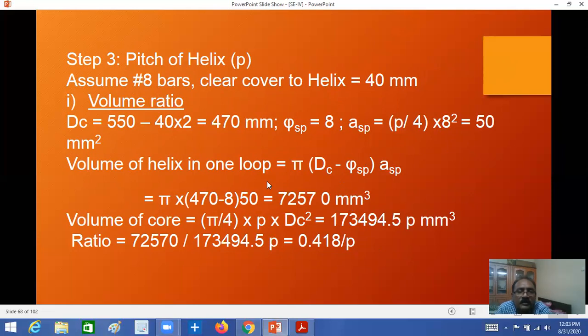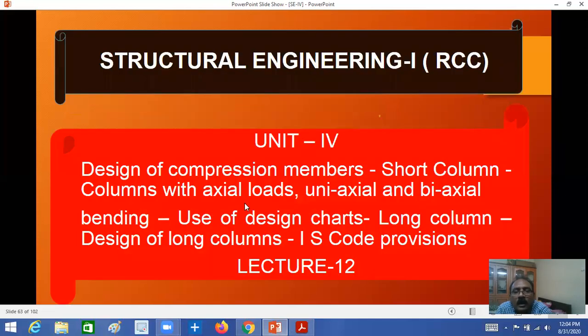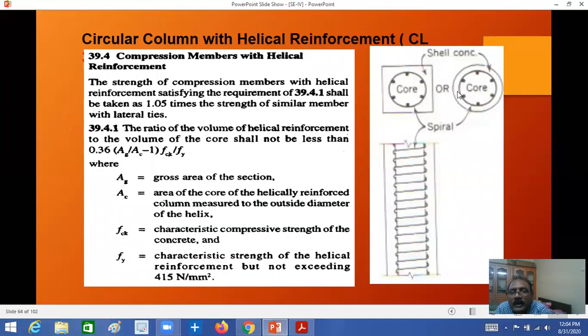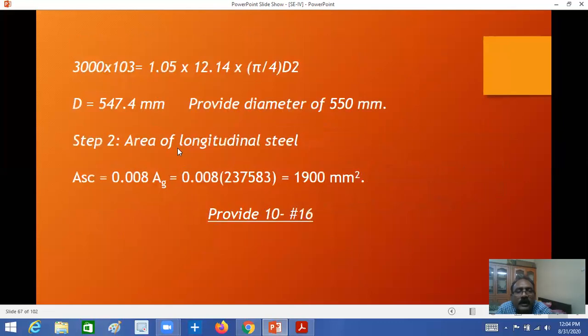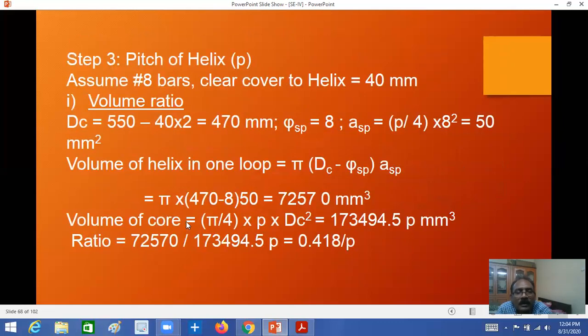8 mm bar is 50 mm square. So volume of one helix loop equals pi minus DC minus ASB by SP. That is 470 mm here. If you see outer to outer, you have to take the center of this ring, the center of this ring, diameter is 8. So you have to subtract those 8 mm from here, and then you will get one loop. So one loop into 50 mm, you will get the volume of the helix, that is VU.